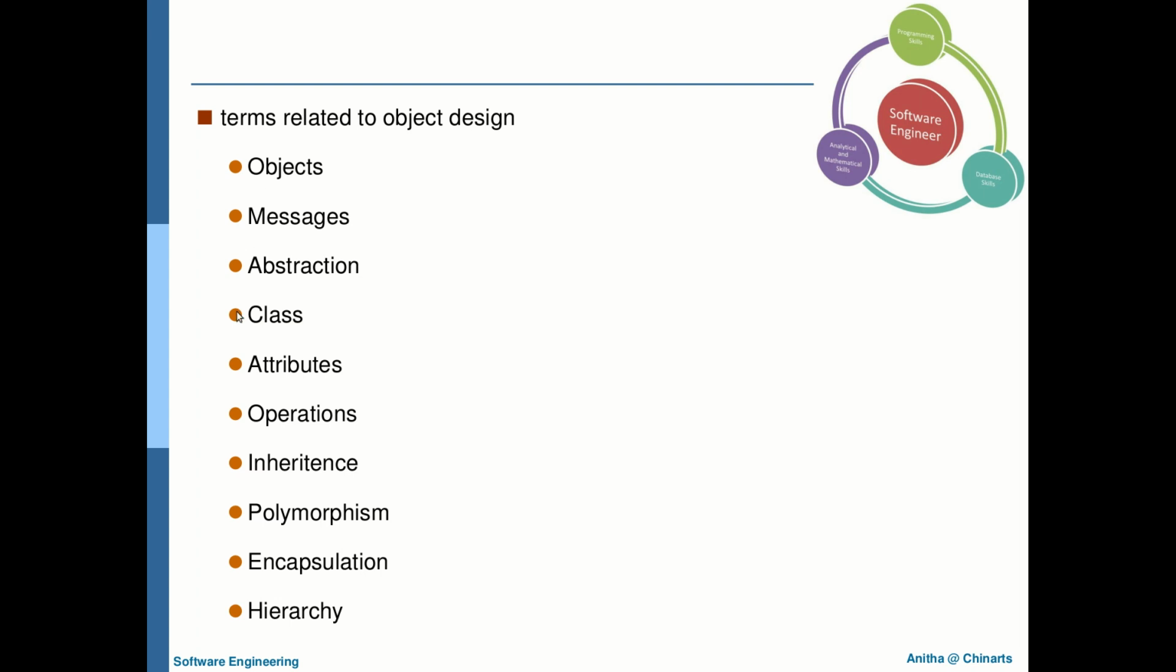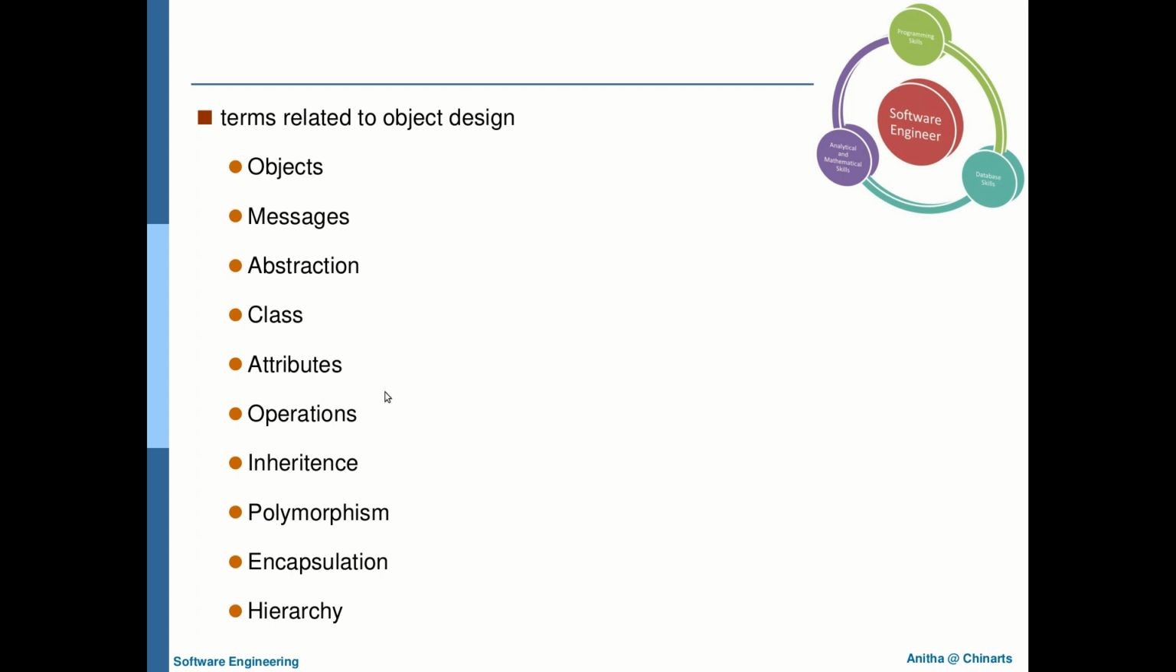Most of these terms you are already familiar with because you have studied object-oriented programming languages like C++, Java, and also C#. In all these three programming languages, you have already come across what is an object, what is an abstraction, what is a class, what is an attribute, what are the different operations, what you mean by inheritance, polymorphism, encapsulation, hierarchy, messages. All these terms we are already familiar with.